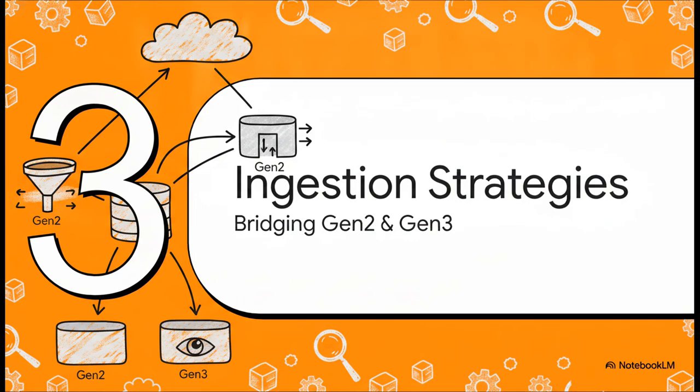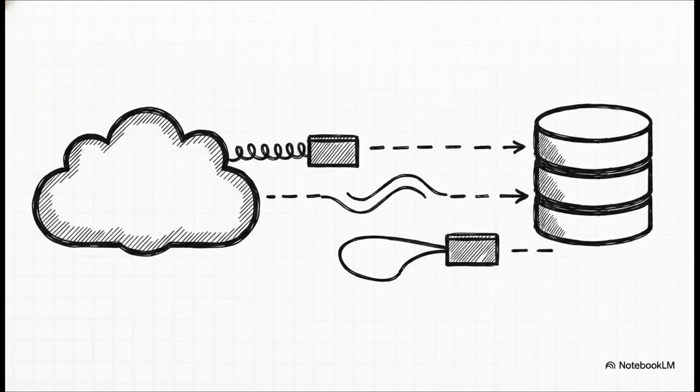Let's move on to Section 3, 3 log ingestion strategies, bridging the gap for Gen 2 and Gen 3. Getting these logs from the OIC REST API over into OCI Logging Analytics generally falls into 3 distinct strategies. First, you have the push method using a custom integration. Second, the merge method. And third, the pull method utilizing the Logging Analytics API. So, looking at these 3, which one actually makes the most sense to deploy in a production environment?